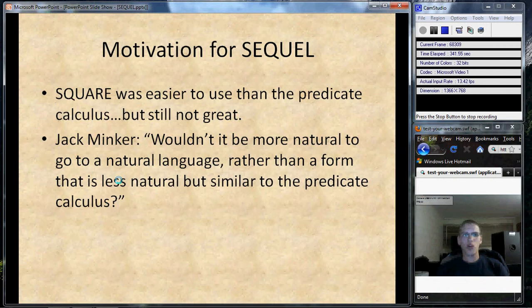So while Square was easier than the predicate calculus, it still required some background in math to understand, so why not just use English words? Boyce's response was that it's impossible to parse the semantics of an English sentence to get exactly what you want. But it got him thinking, and so the motivation of SQL was to have English words, but in a really predefined structure, hence the Structured English Query Language.